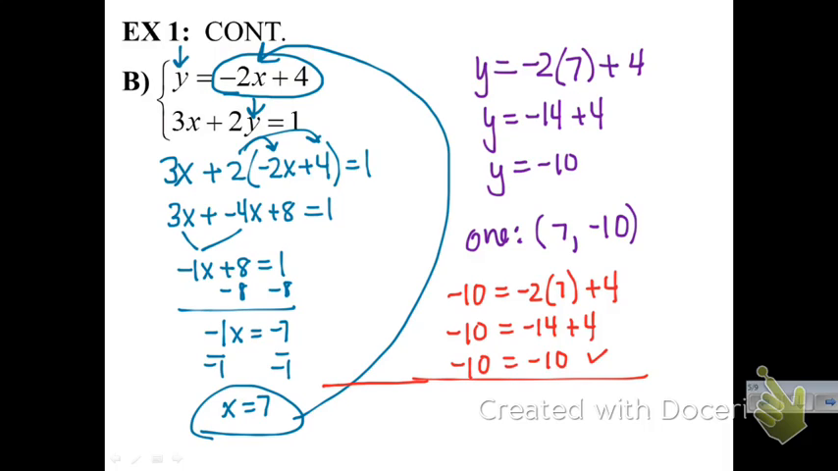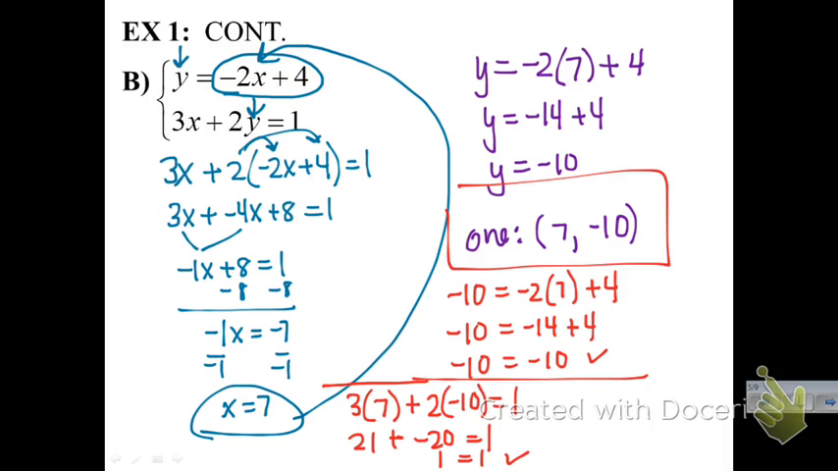Maybe off to the side over here. Then we take 3 times x, 7, plus 2 times y, negative 10. We're going to see if this equals 1. So 3 times 7 is 21, plus negative 20 equals 1, and we can see that that does give us 1 equals 1. And it checks, and what that tells us is that this solution is correct.